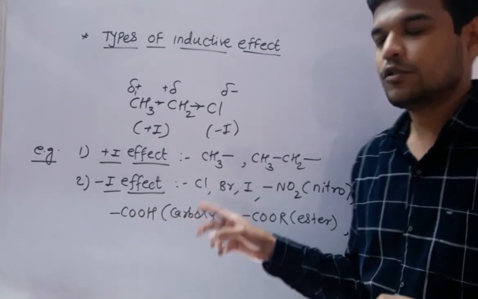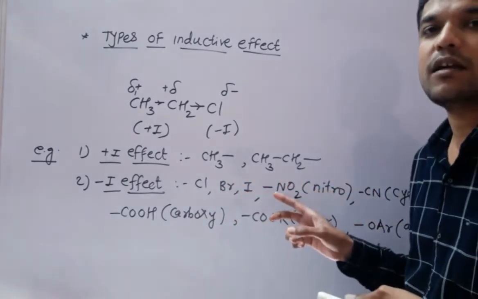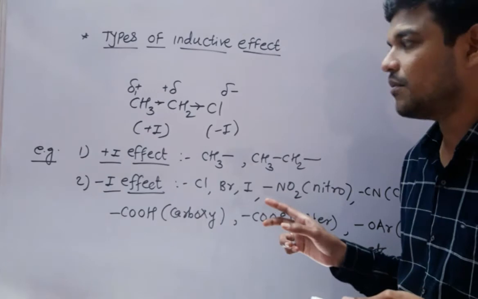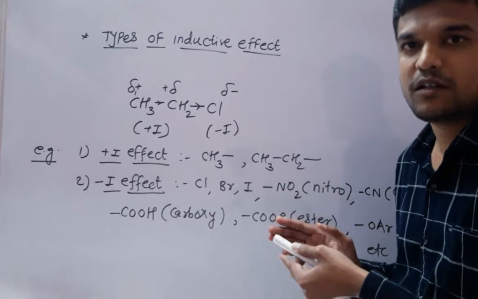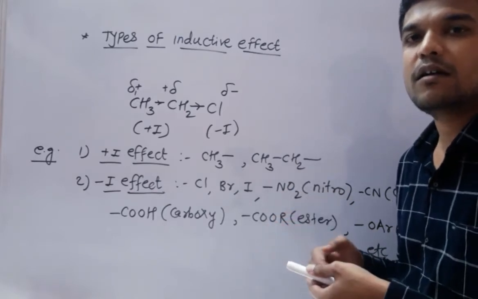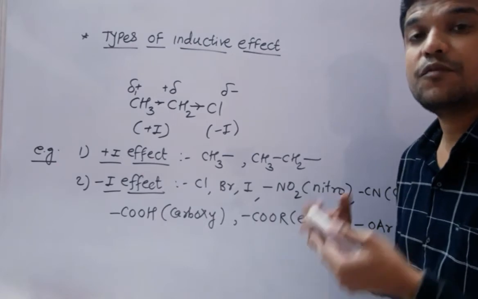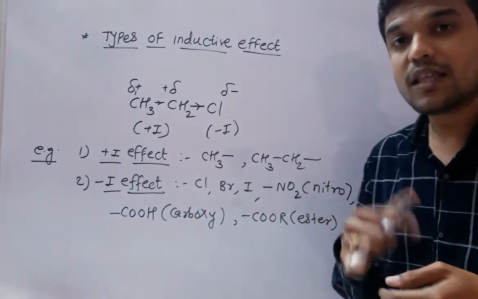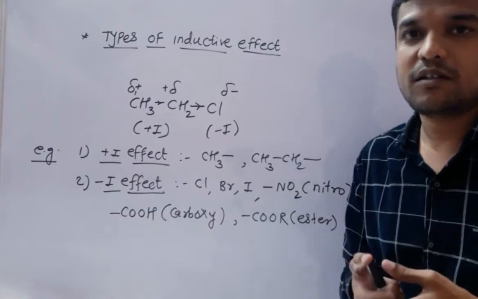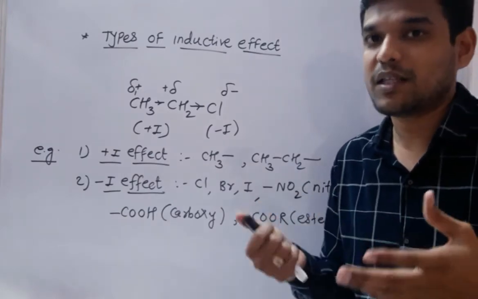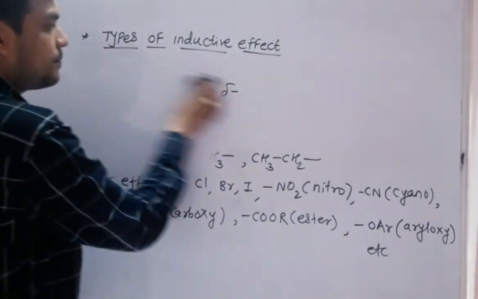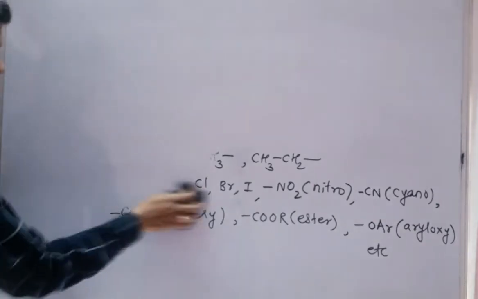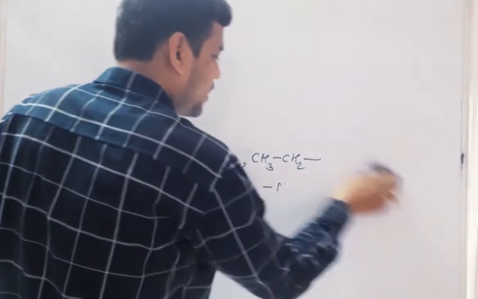We will take a question on this so that it becomes understandable to you: how these groups show positive and negative inductive effect. Which group shows positive inductive effect, and among the groups showing the minus I effect, which will show the more negative inductive effect? We will see that by an example. Let us take one question on this.